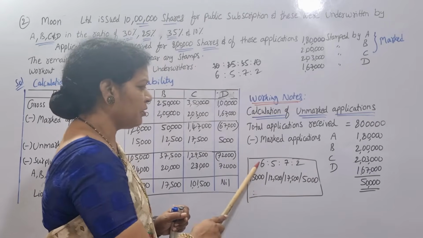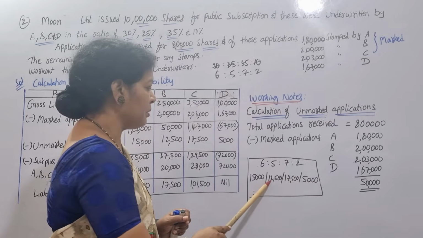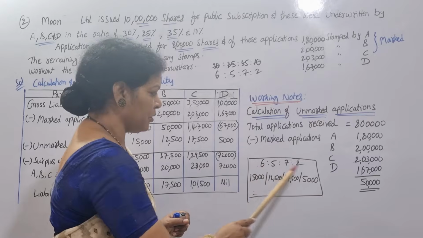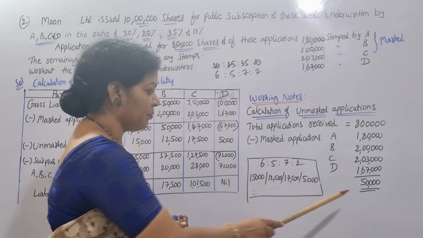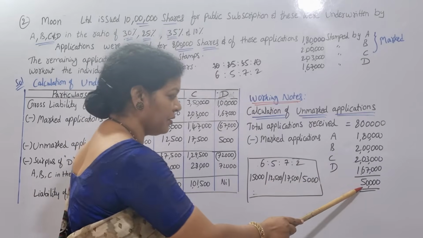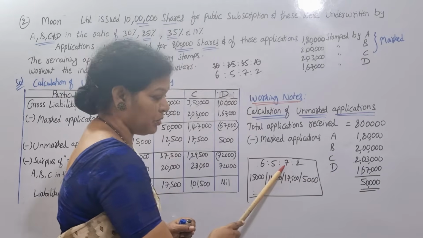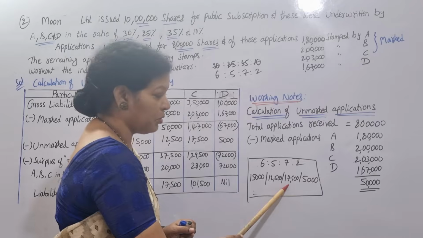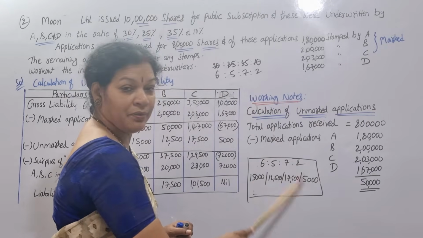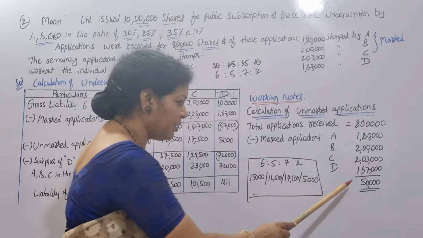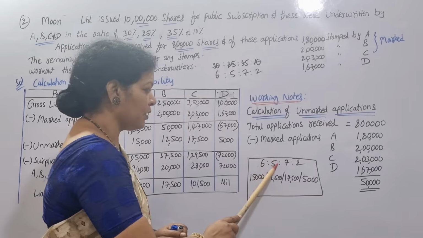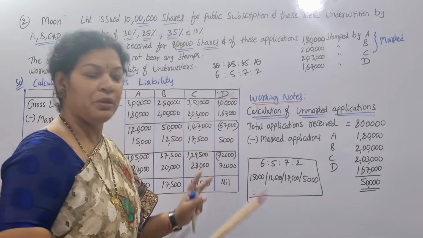So 15,000 is 50,000 into 6 by 22. You will get 15,000. And the same 50,000 into 5 by 22 is 12,500. 50,000 into 7 by 22, you will get 17,500. 50,000 into 2 by 22, you will get 5,000. Like this we have distributed this 50,000 in the ratio 6 is to 5 is to 7 is to 2.